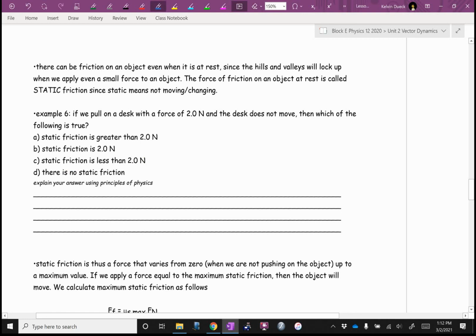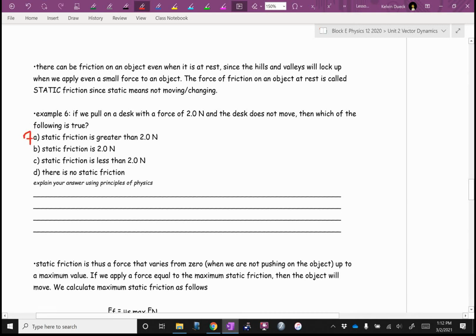Once again, we're going to vote. Even if you're not sure, you're going to be required to make an intelligent, educated guess, because there's value in guessing wrong. So again, if I pull on a desk with 2 newtons and it does not move, which of those statements is correct? Who says, Mr. Dewick, this is easy, it's got to be A? Friction is bigger because it's not moving. 1, 2, 3, 4, 5, 6. Anyone else? 6. Jack, were you 7?